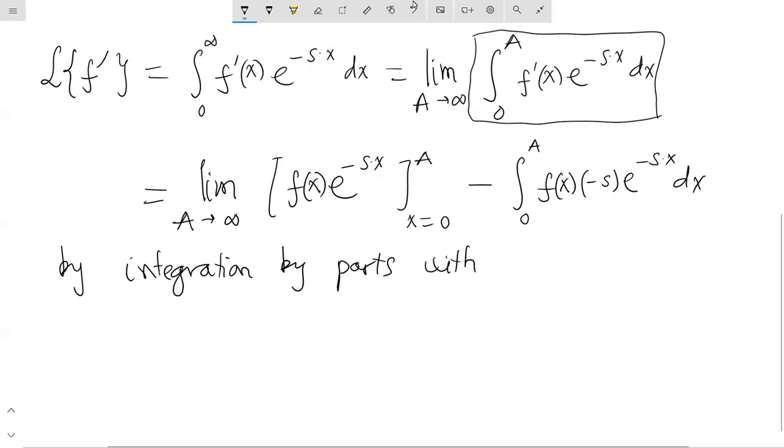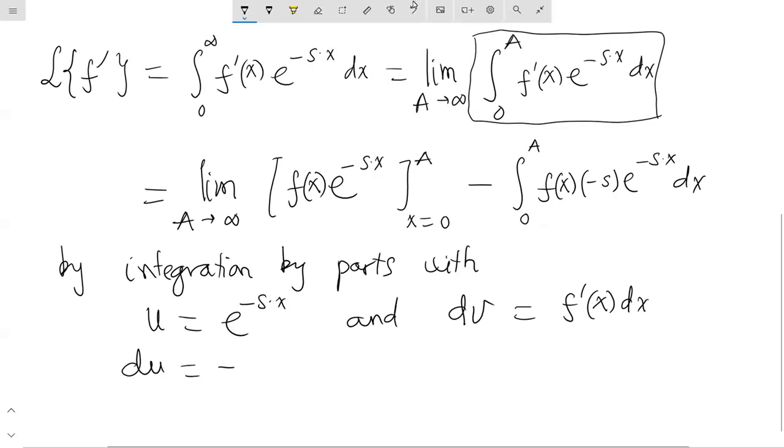Let me just write out what u and v are. In the integration by parts that we have used, u is the exponential e to the minus sx, and dv is f prime x dx. If you do this, then du is minus s e to the minus sx dx, and we integrate f prime, so we just get v equals f. Using the formula u times v minus integral of v du, we will have the above.